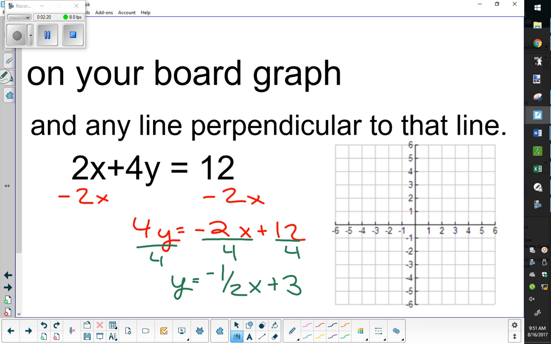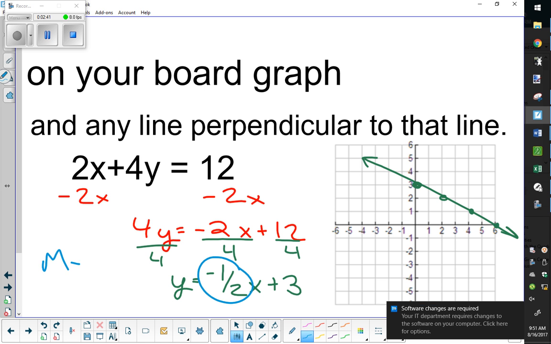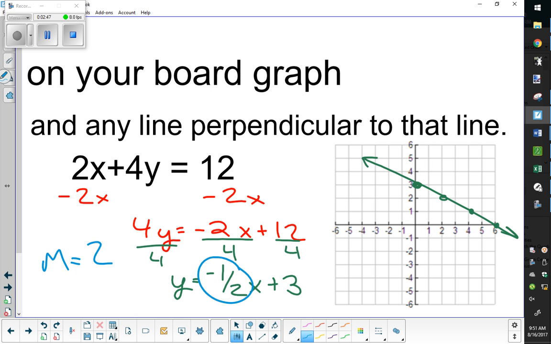I go up to 3 right there. My slope is negative 1/2, so I'm down 1, right 2, down 1, right 2, down 1, right 2. There's my line. It then says graph any line that is perpendicular to that. If I'm perpendicular, what do I need to do with this slope that I just found? It was negative 1/2. Flip it, and what else? Change the sign. So my perpendicular slope would be what? 2.